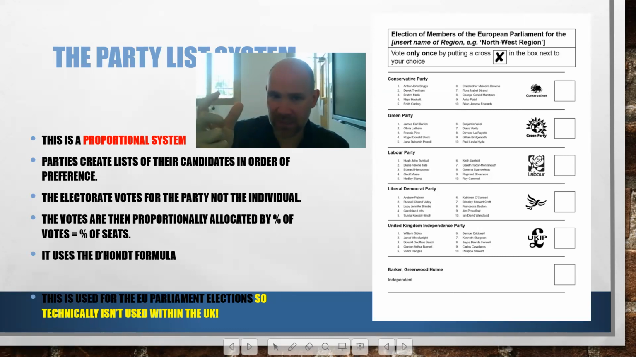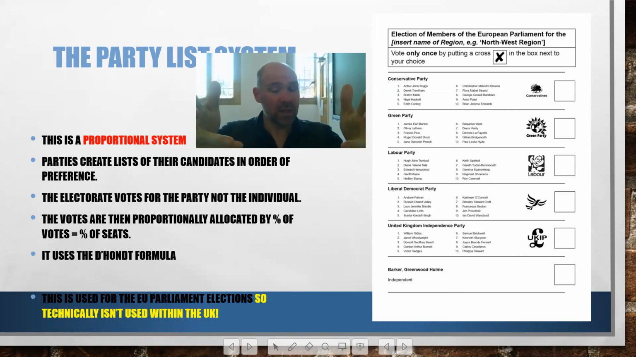That accountability of individuals is removed, and your ability to vote for an individual is gone. So is the MP-constituency link. You might still have a region, so you might know that Arthur is one of the MPs for the Northwest region, but you've lost that direct connection of "my MP in my area."